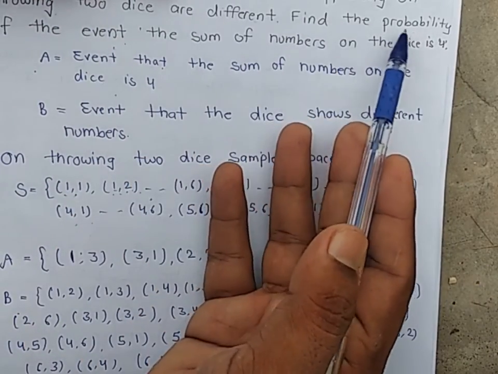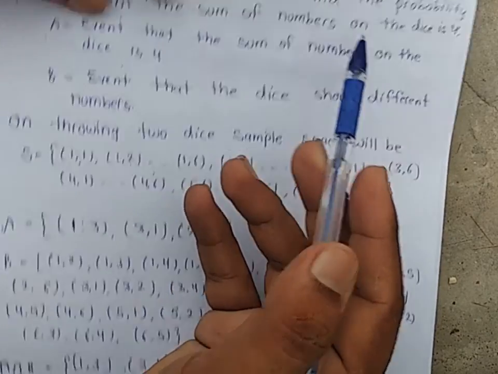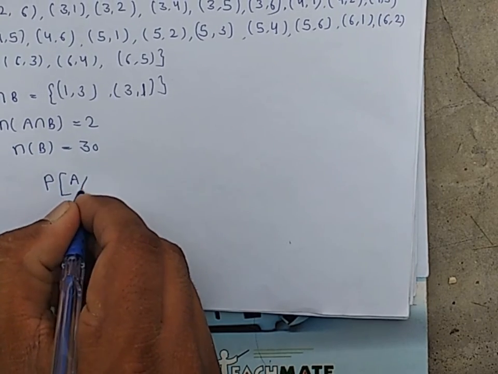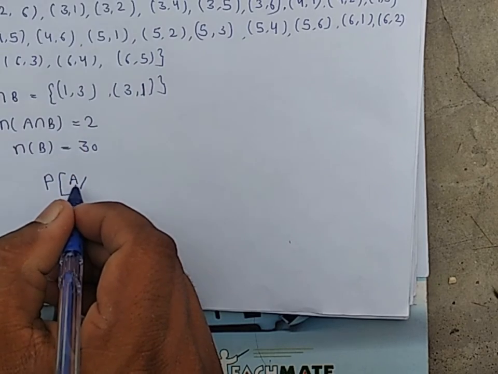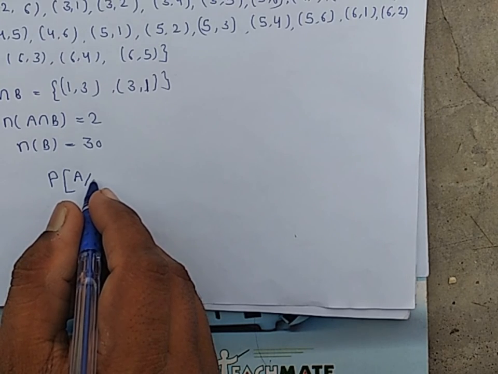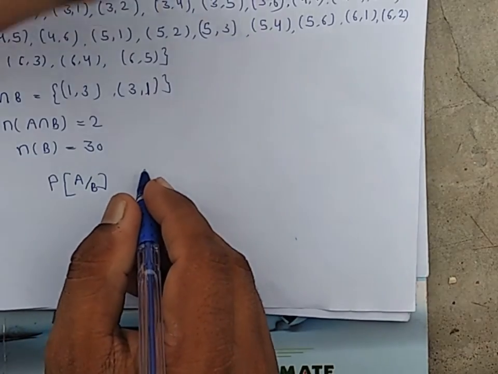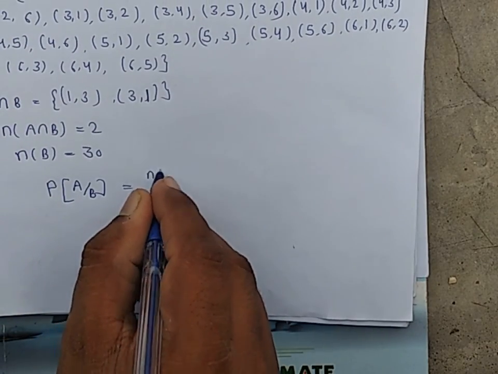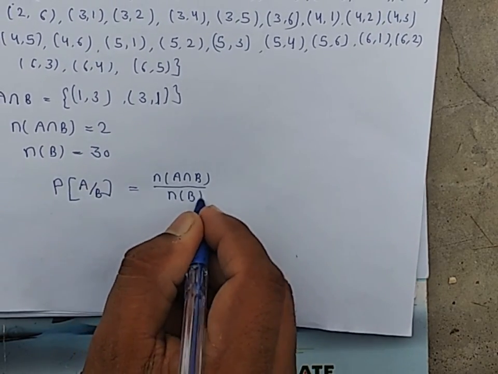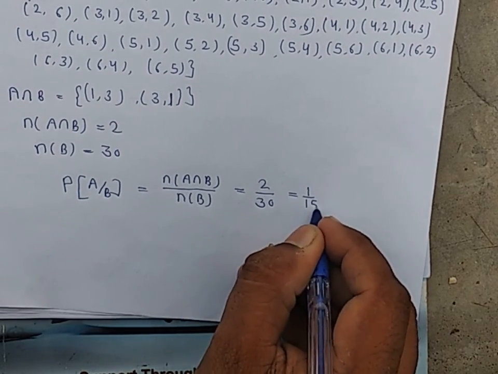we have to find the probability of the event that the sum of numbers on the dice is 4. Means we have to find the probability that the sum of numbers on the dice is 4, given that two numbers appearing on throwing two dice are different, means B is given. B is already happened. Then probability of A given B is n(A intersection B) by n(B). We put the value, 2 by 30. It is equal to 1 by 15, which is the answer.